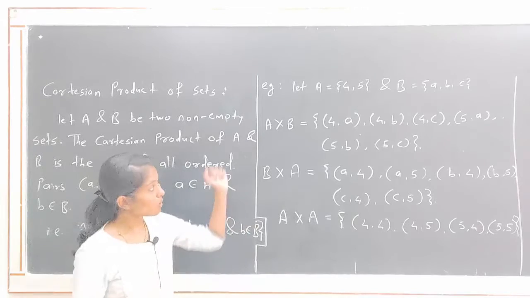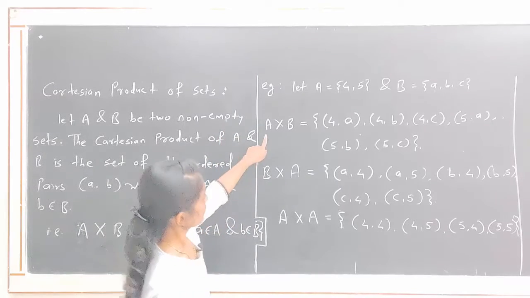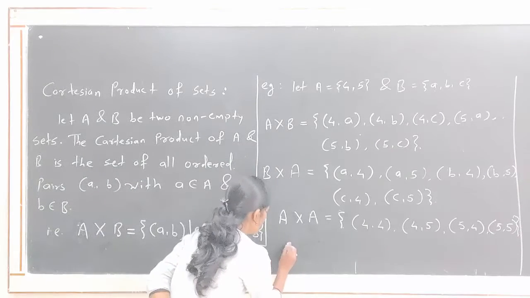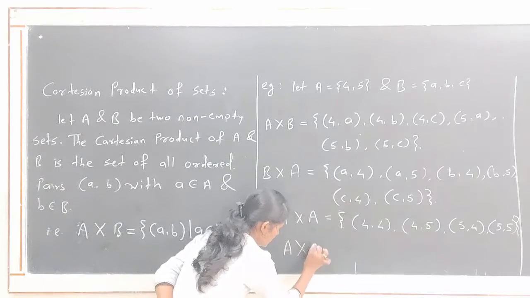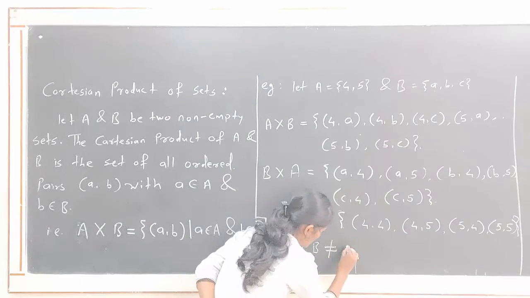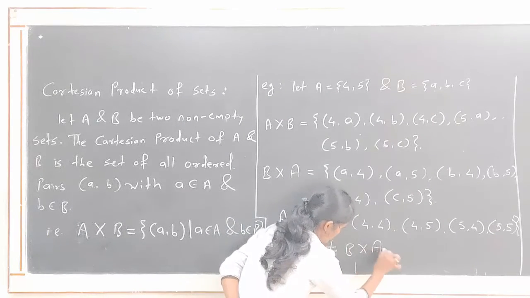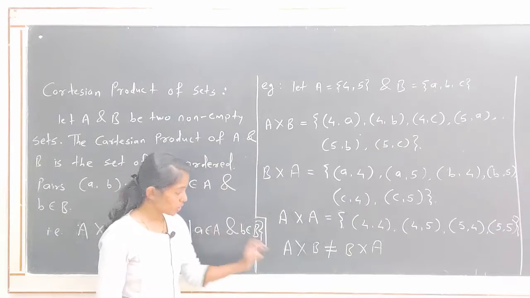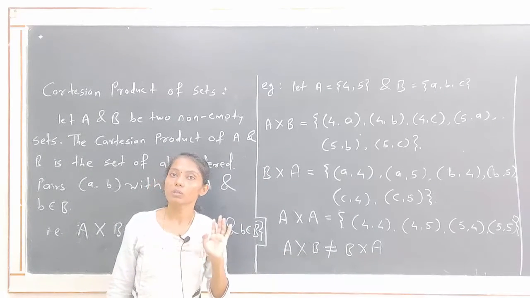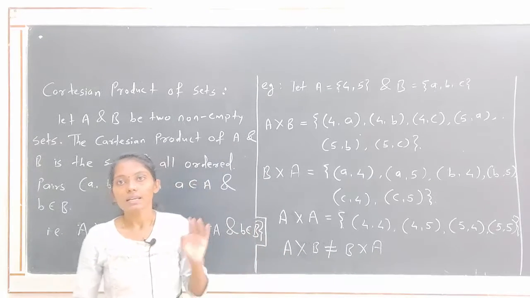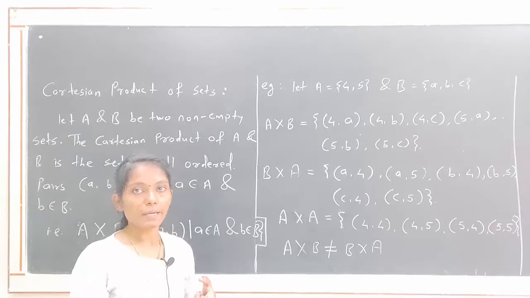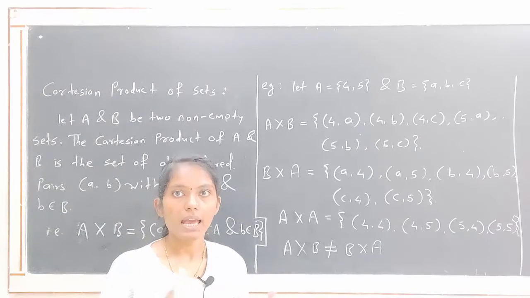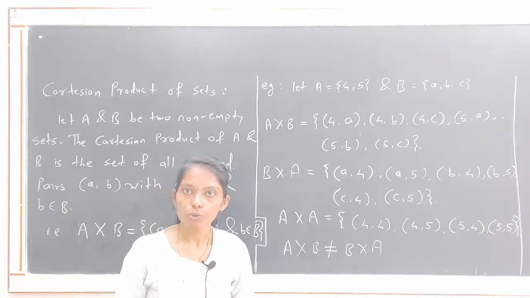Okay. Now observe this example, here A cross B and B cross A. So from this example, it is clear that A cross B is not equal to B cross A. From this example, it is clear that in general, A cross B is not equal to B cross A. That is, the Cartesian product of sets A and B is not equal to the Cartesian product of sets B and A. Okay, all of you getting this point?